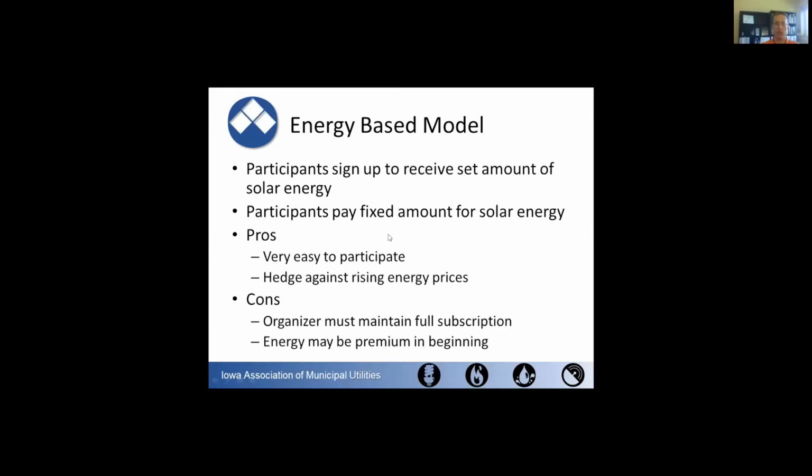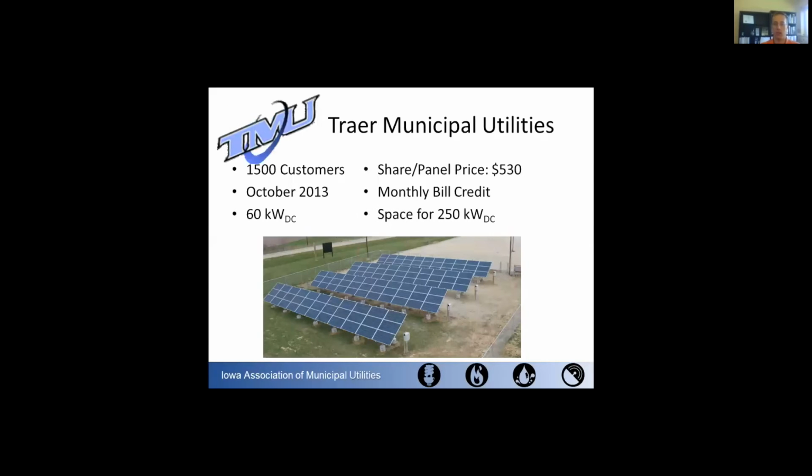So those are two very broad models on how participation in community solar projects can be set up. I'd like to move now into talking about four projects at four different municipal utilities in Iowa. They demonstrate a couple of different ways and flavors of doing community solar in partnership with the municipal utility, at least.